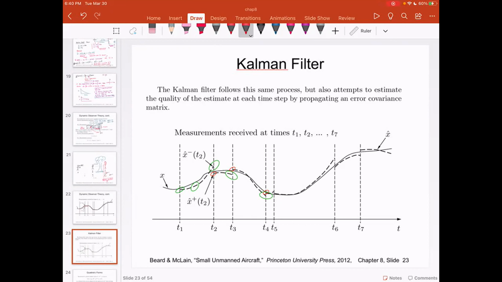So I will explain the equations, and then I will show you how to use the Kalman filter with an example. The Kalman filter follows the same dynamic observer process. But what it is going to do is improve the quality of the estimate by propagating an error covariance matrix. Now, first and foremost, what is covariance? Covariance means how property A is related to property B. For example, if property A increases and property B increases, they have some sort of correlation.